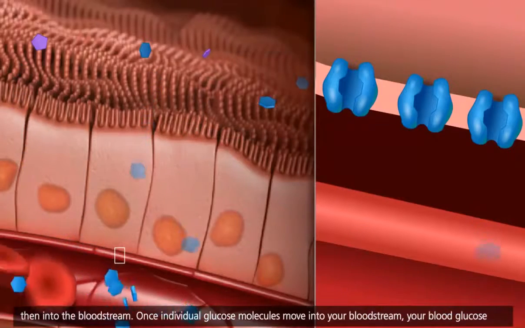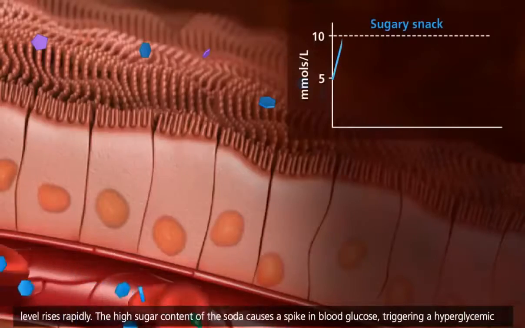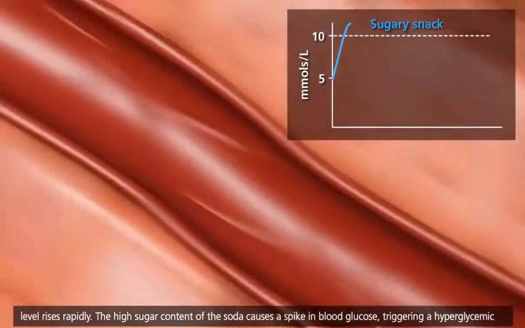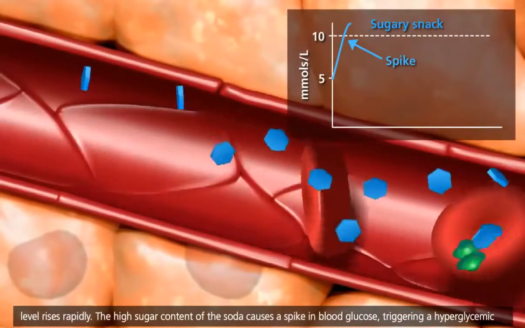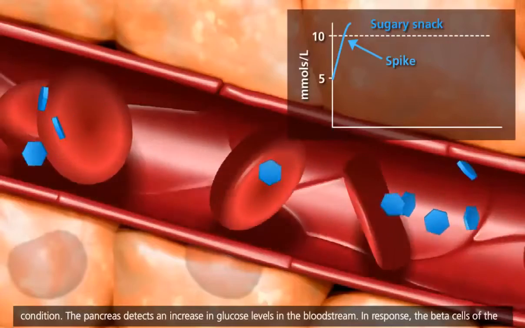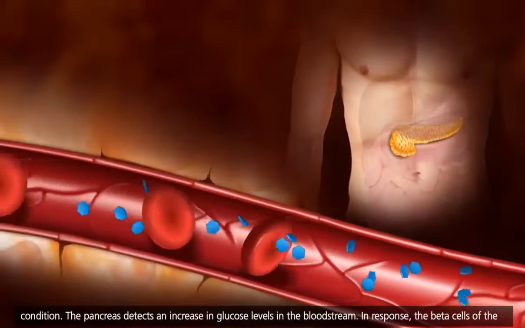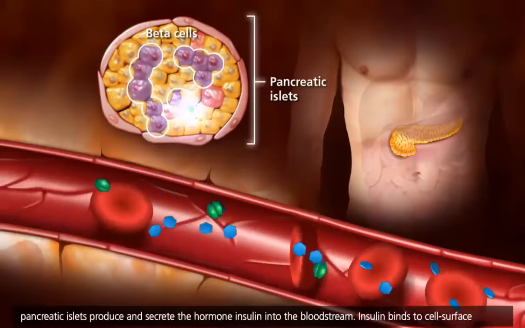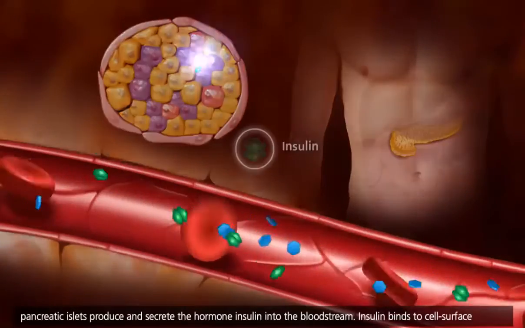Once individual glucose molecules move into your bloodstream, your blood glucose level rises rapidly. The high sugar content of the soda causes a spike in blood glucose, triggering a hyperglycemic condition. The pancreas detects an increase in glucose levels in the bloodstream. In response, the beta cells of the pancreatic islets produce and secrete the hormone insulin into the bloodstream.